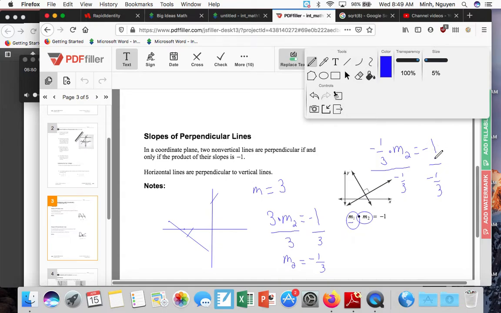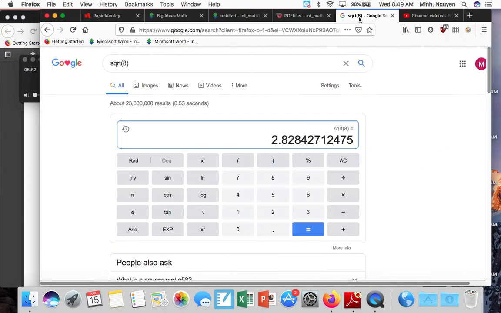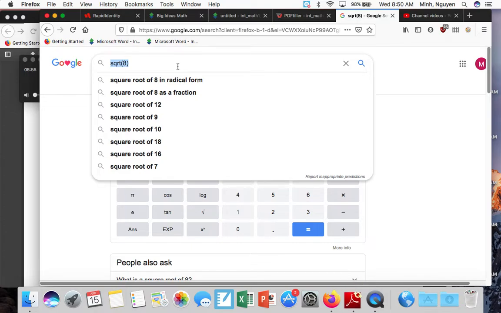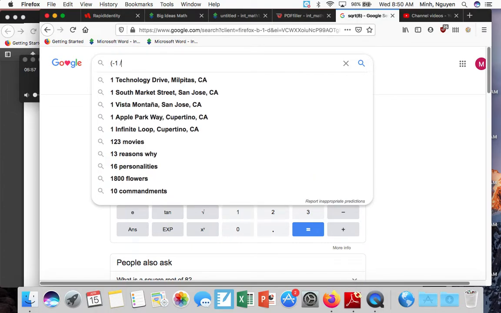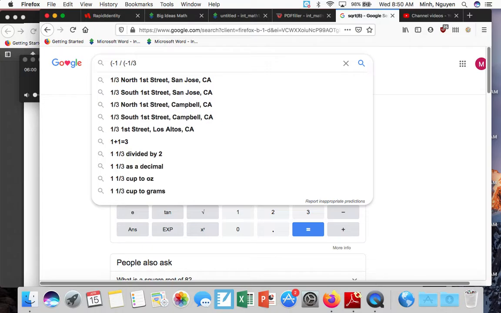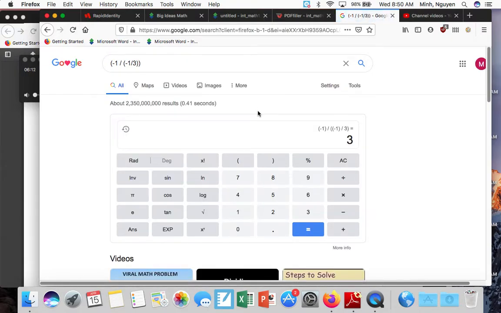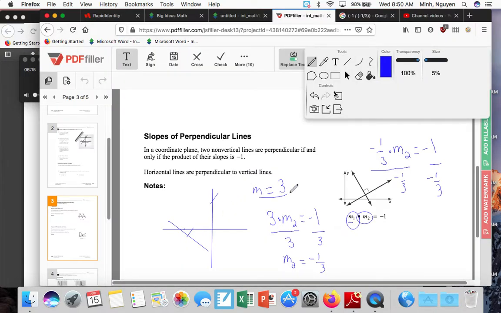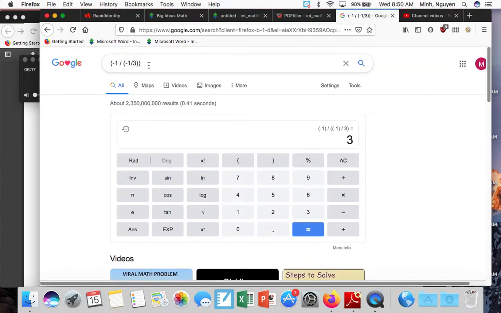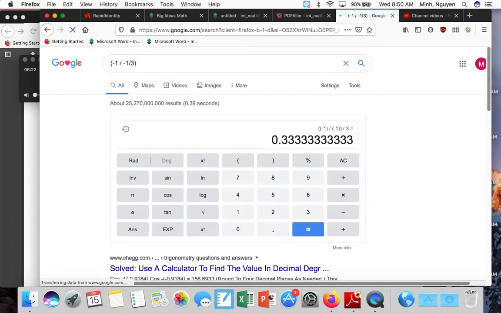So we have -1 divided by -1/3. So here's what that would look like for Google. -1 divided by -1/3. And the parentheses are important because they help distinguish this as a fraction. If you didn't do that, and here's the answer, -1 divided by -1/3 is, oh, it's 3. Oh, well, we already knew that. But let's say you didn't have your correct appropriate parentheses, then you would get +1/3, which is just flat out wrong.